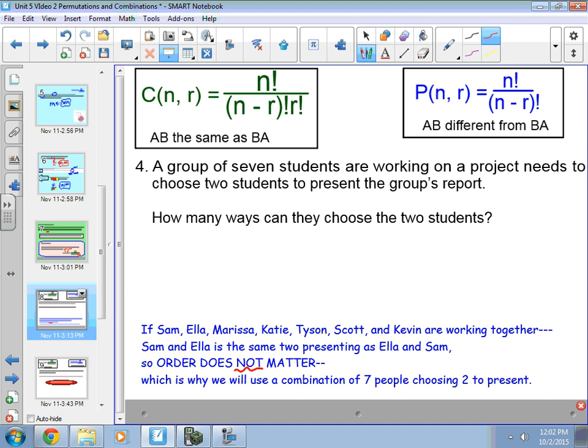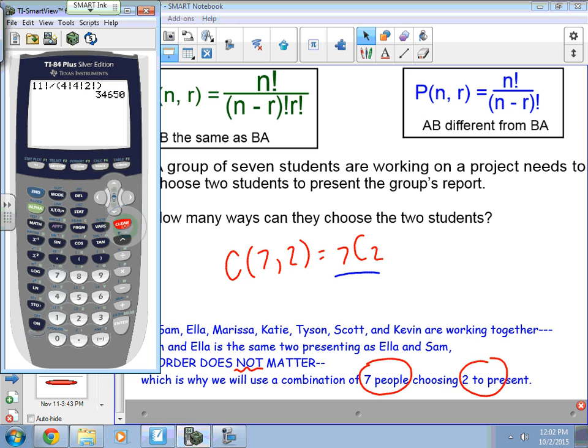Okay, we have a total of 7 people choosing 2. We don't care the order. We call this a combination. So it would be a combination of 7 choosing 2. You might also see it sometimes written like this. And that's how we need to enter it here if we're going to use the calculator function. So we'll show you how to do that on the calculator here.